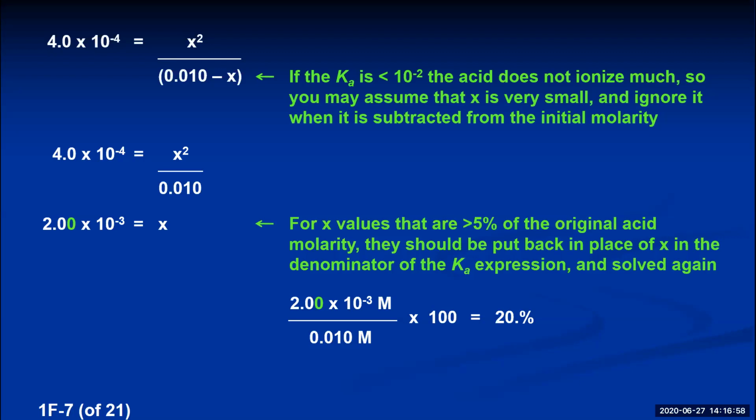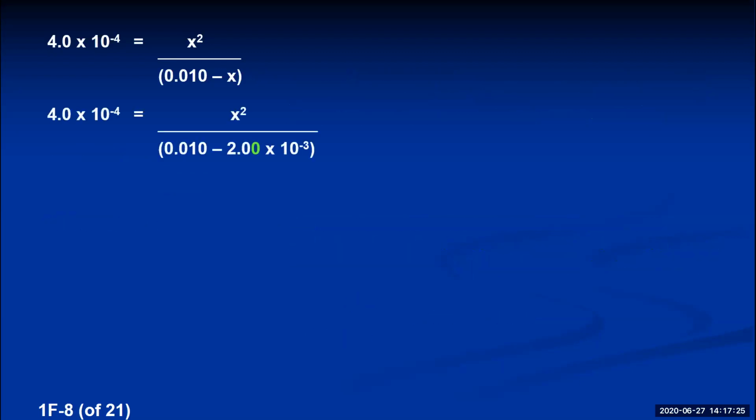So what we're going to do is make a better assumption than assuming that x in the denominator is 0. We're going to assume the x in the denominator is 2.0 times 10 to the minus third. And those are the directions in green here. It says if the x values are greater than 5% of the original acid molarity, which it is, it's 20%, the x value should be put back in place of x in the denominator of the Ka expression and solved again. So I mean to put 2.0 times 10 to the minus third in that position for x in the denominator instead of assuming it was 0. And we're going to solve this again. You do the subtraction, you multiply, and then you take the square root.